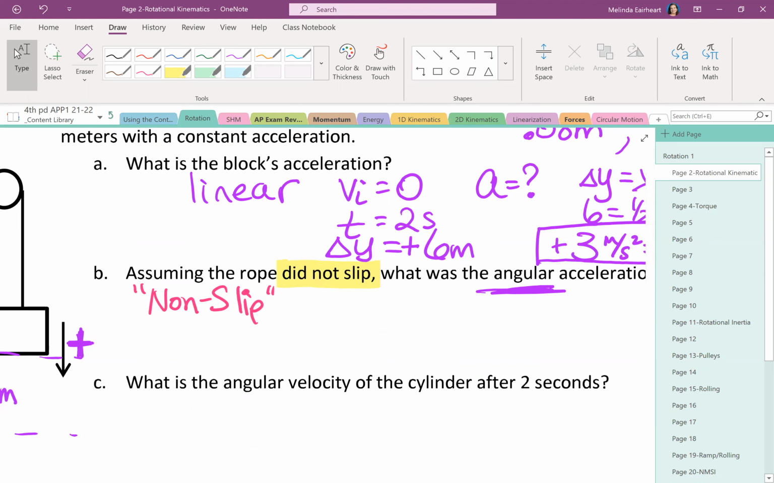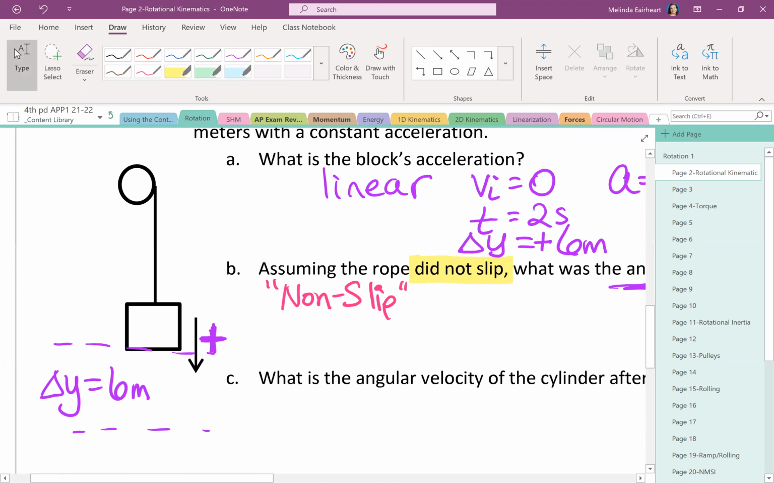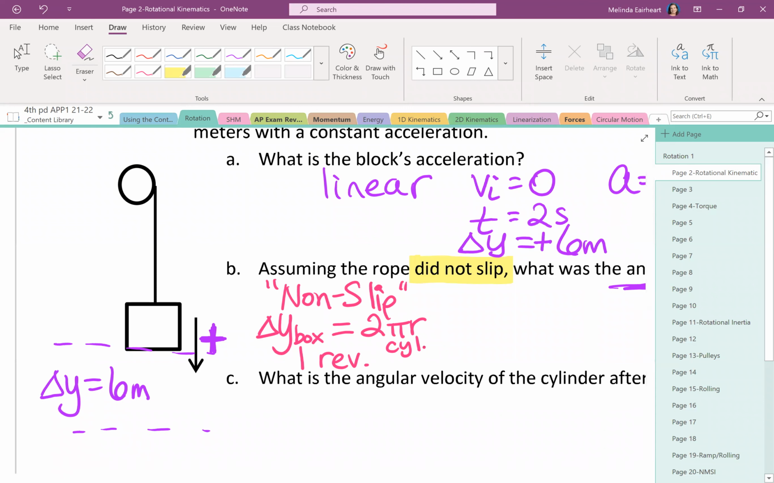And so what does all this mean? Watch it. In terms of your rotation of the cylinder and the box descending, it means the vertical displacement of the box in one revolution is equal to 2 pi r of the cylinder. Does that make sense? We get the 2 pi, one cycle, one rotation. Hopefully we've embraced 2 pi by now.